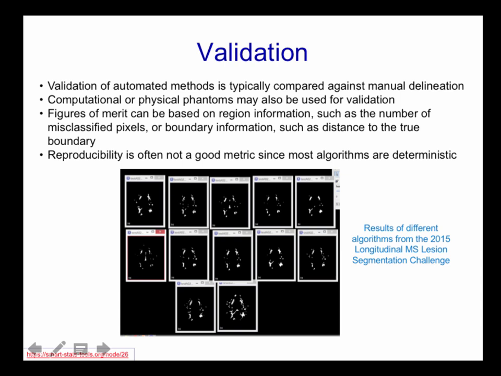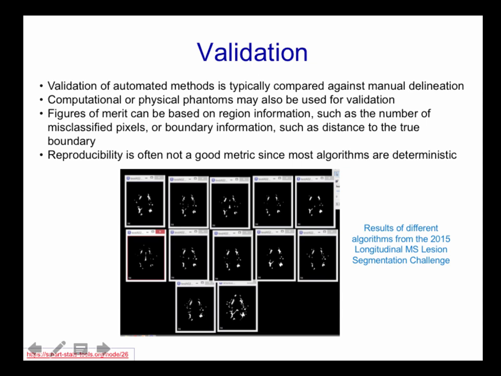Okay, so I'm going to quickly talk about validation. When we have these segmentation algorithms, how do we know how well they're working? Most commonly, we're going to compare it to the manual delineations, but it's also possible to use a simulation, a computational phantom or a physical phantom where you know the geometry, and we compare it to what you obtain with the segmentation algorithm.